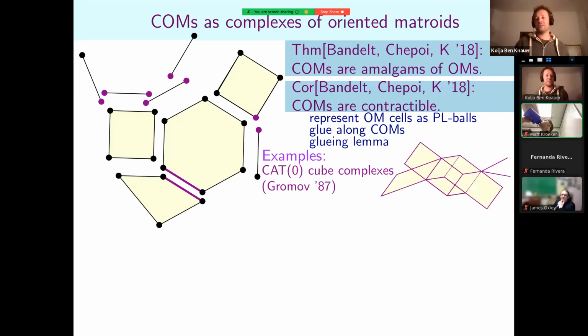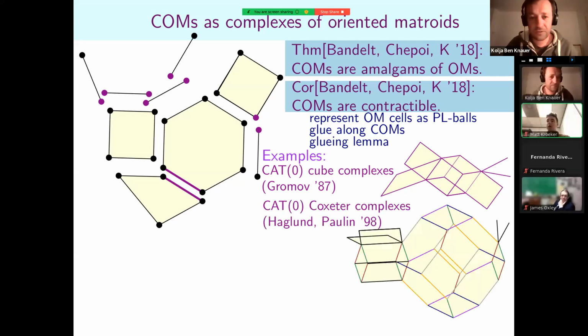Some famous examples of COMs are, for instance, CAT(0) cube complexes. Here you see that all the cells are just cubes. This is a special case of a lopsided set. More involved examples are CAT(0) Coxeter complexes. Here every cell is a Coxeter zonotope, like a permutahedron. And well, these are all examples of COMs.